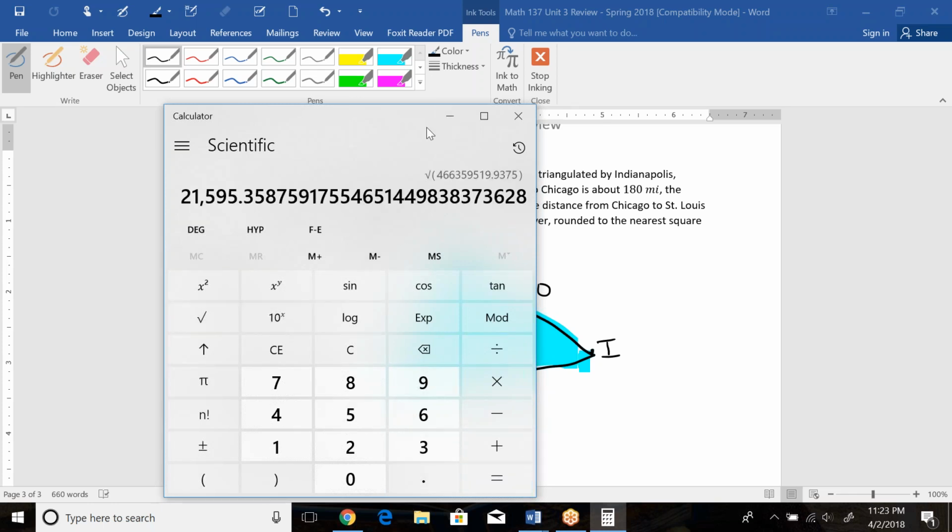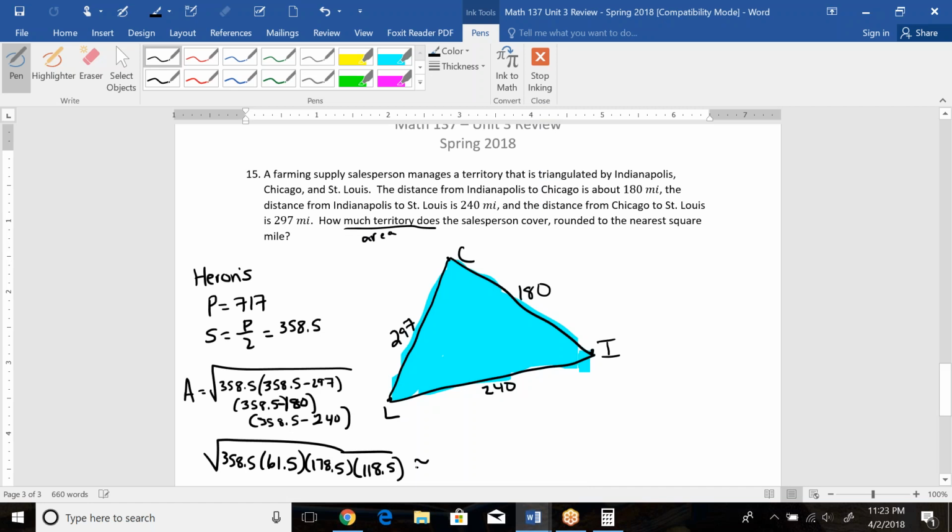So that comes out to 21,595. We're rounding to the nearest square mile, so that means a whole number. So 21,595, since that's a 0.3, it won't round up, and that would be miles squared. That would be the area of that region between those three cities in a triangle.